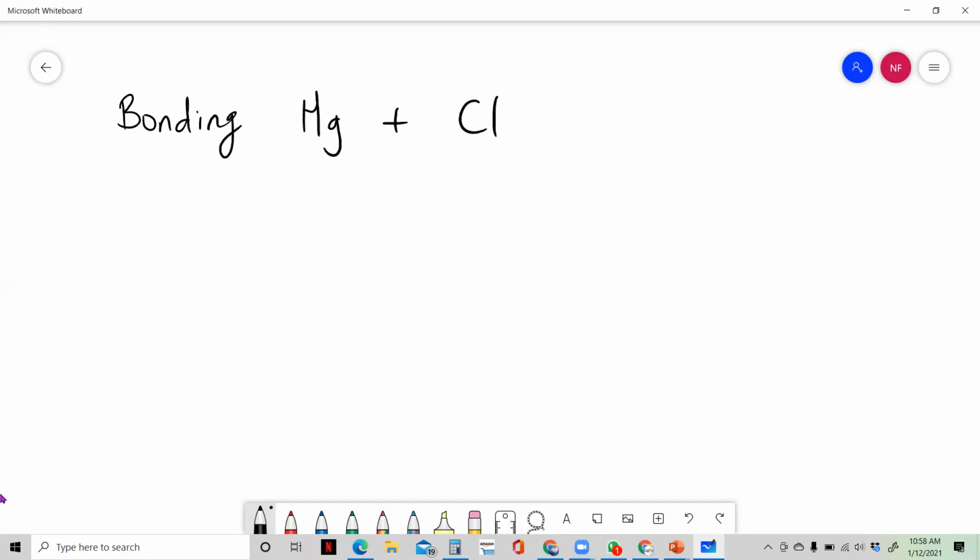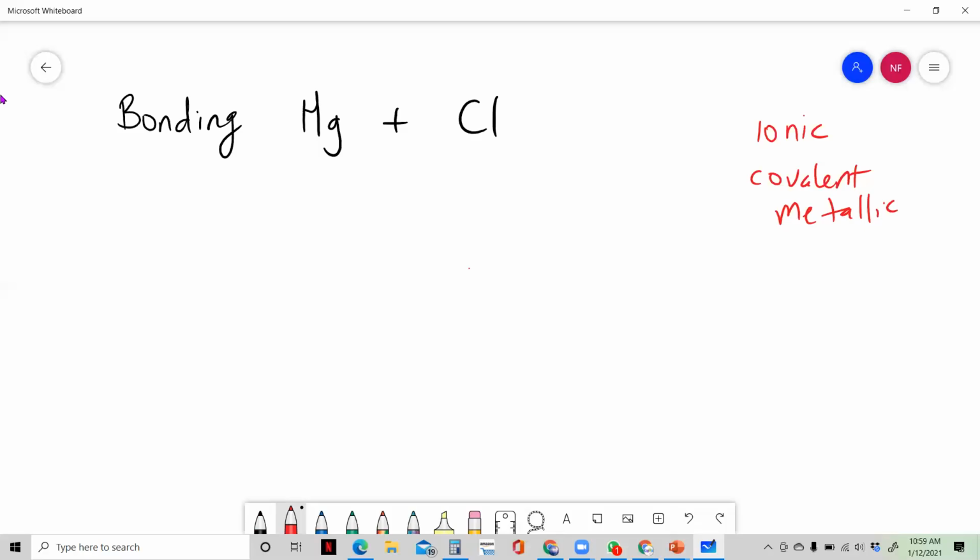Now, first of all, what type of bond would magnesium and chlorine enter into? Ionic. All right, let's go back to basics. How do you know the different types of bonds? Tell me the types of bonds that you know. All right, good. Now I'm getting answers. So we know of ionic, we know of covalent, right? We also know of metallic.